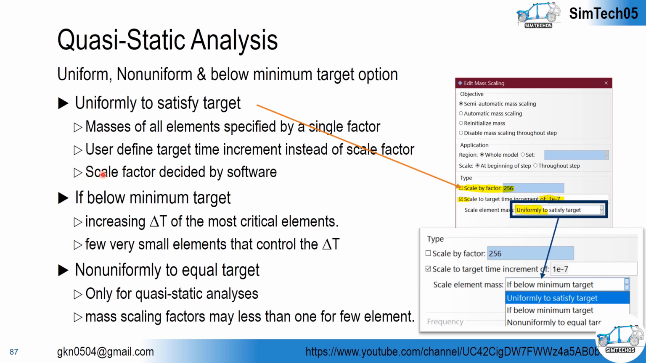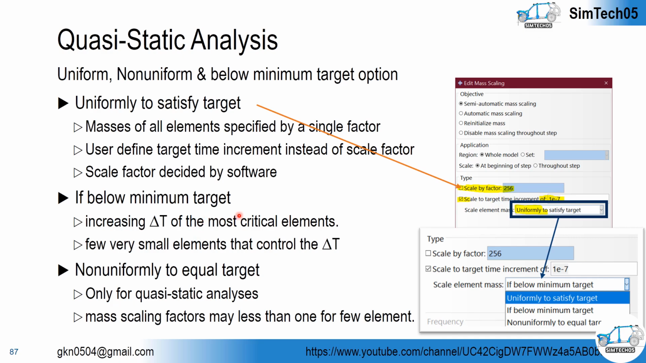So as I mentioned, the scale factor is decided by the software. We have to define only the target increment size. The user has to define the target increment size. Then the second option, if below minimum target, means if delta t is less than the target on a particular number of elements, then it will increase the stable time increment for those elements.